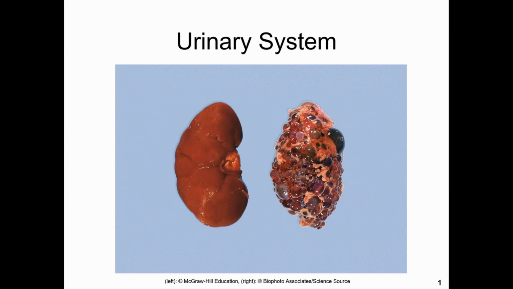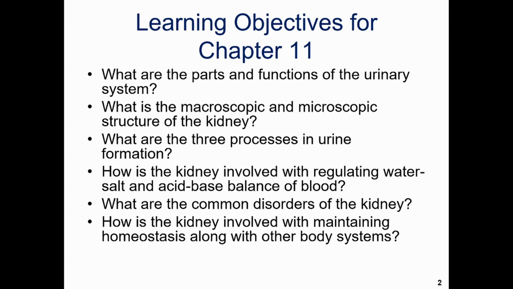So for chapter 11, we'll be covering the urinary system. Some things we want to think about as we go through this chapter. We're going to talk about some of the parts and functions of the urinary system as a whole. We're going to look at the macroscopic and microscopic structures of the kidney. One of the big things we're going to touch on is the 3 processes involved in urine formation. That's something I'd really like you guys to know.